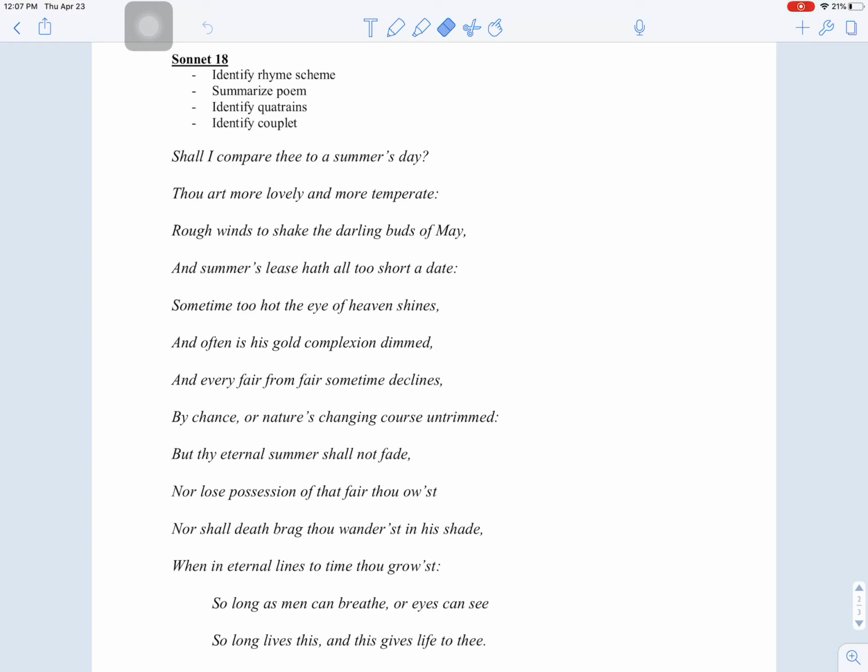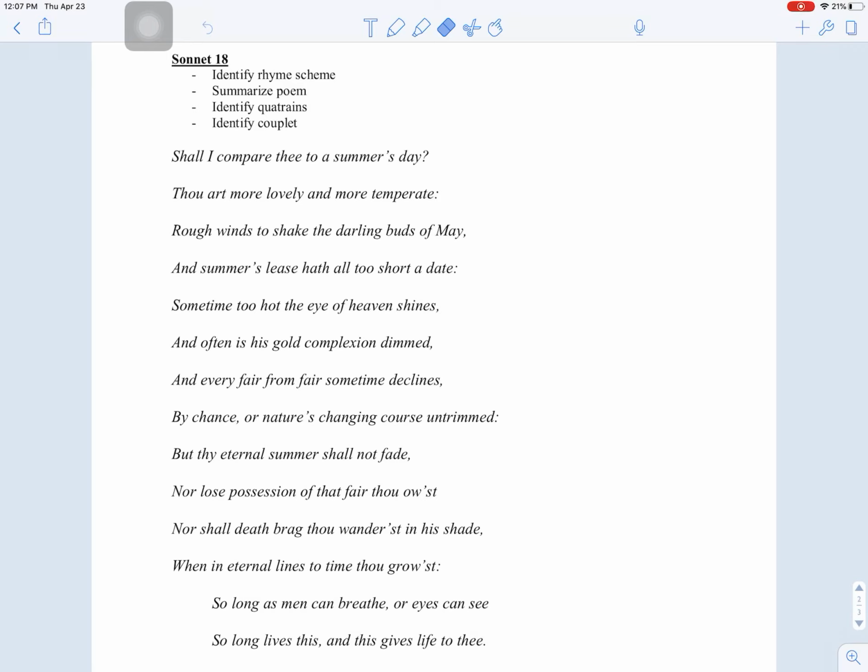And every fair from fair sometime declines, by chance or nature's changing course untrimmed. But thy eternal summer shall not fade, nor lose possession of that fair thou owest, nor shall death brag thou wanderest in his shade, when in eternal lines to time thou growest. So long as men can breathe, or eyes can see, so long lives this, and this gives life to thee.